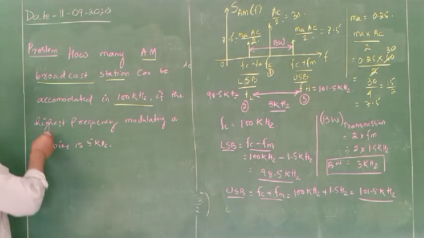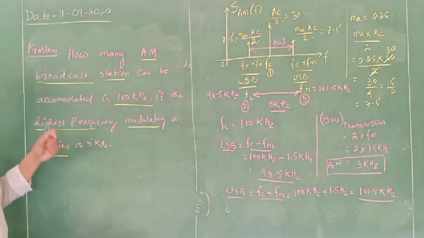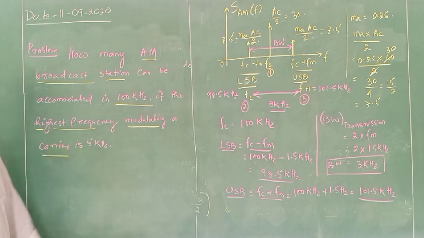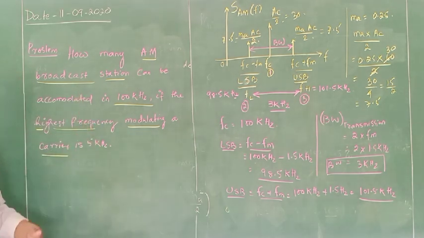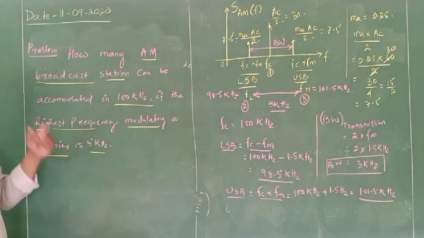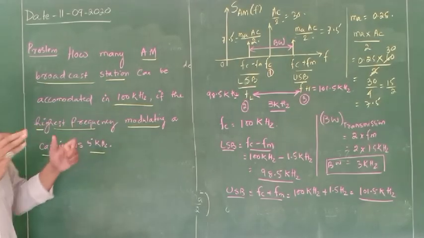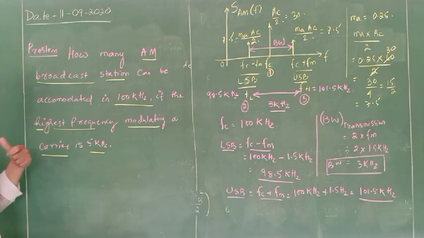As it was written, the highest frequency modulating a carrier. Here it is not a carrier he is saying, it is a modulating signal whose frequency is 5 kilohertz. The carrier only identifies that modulation has taken place. But here he is asking about the modulating signal. Among the modulating signals, the maximum frequency is 5 kilohertz, and this is the total bandwidth. So how many broadcast stations are we going to identify? Let's see. Here I will write the solution.